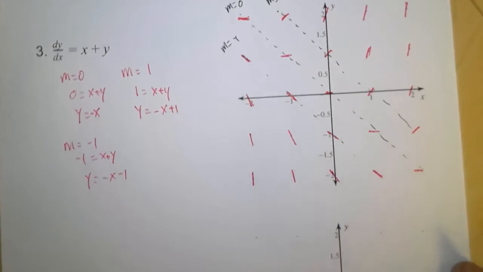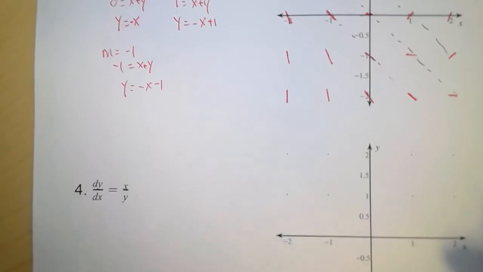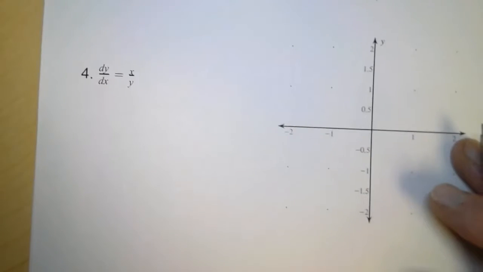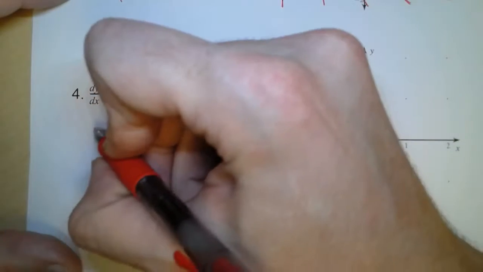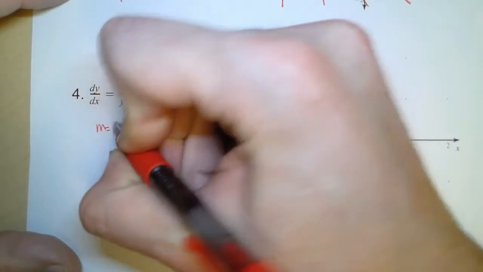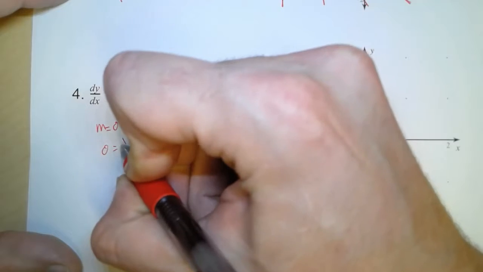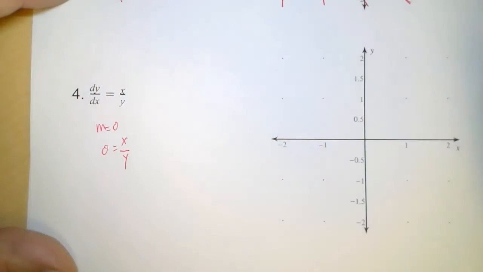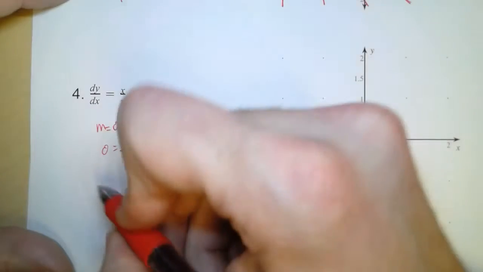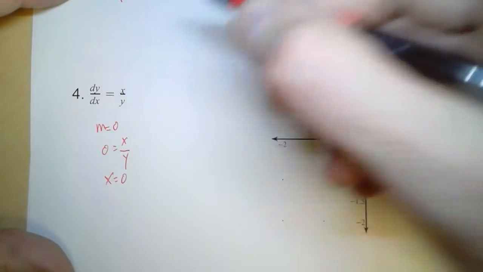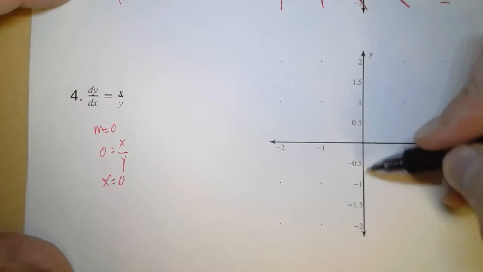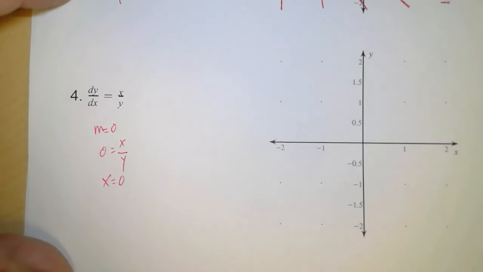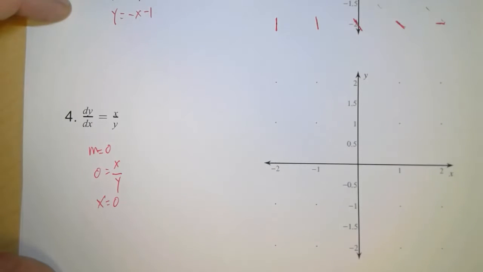All right. So let's try the next one. dy dx equals x over y. So let's see. If we set my slope equal to 0, that means 0 equals x over y. And so what I get is I get x equals 0. So that is all along here. So all along this line, I'm going to have a slope of 0.